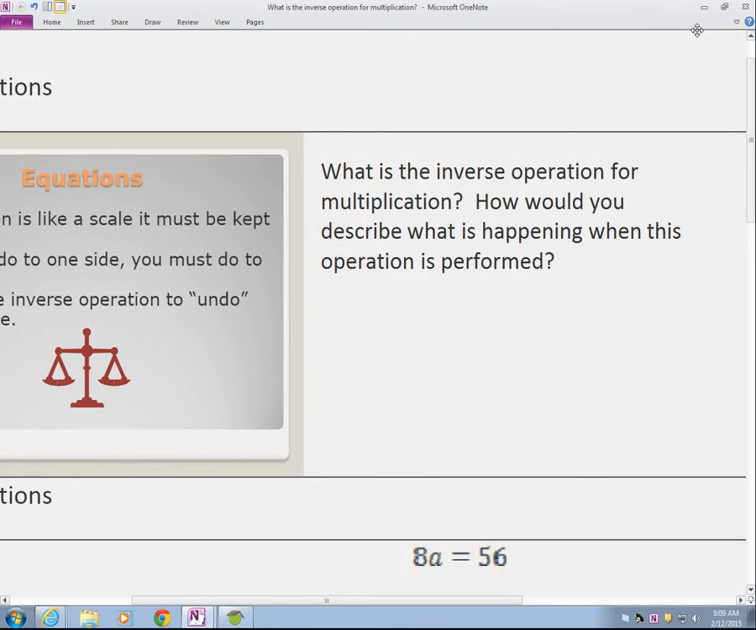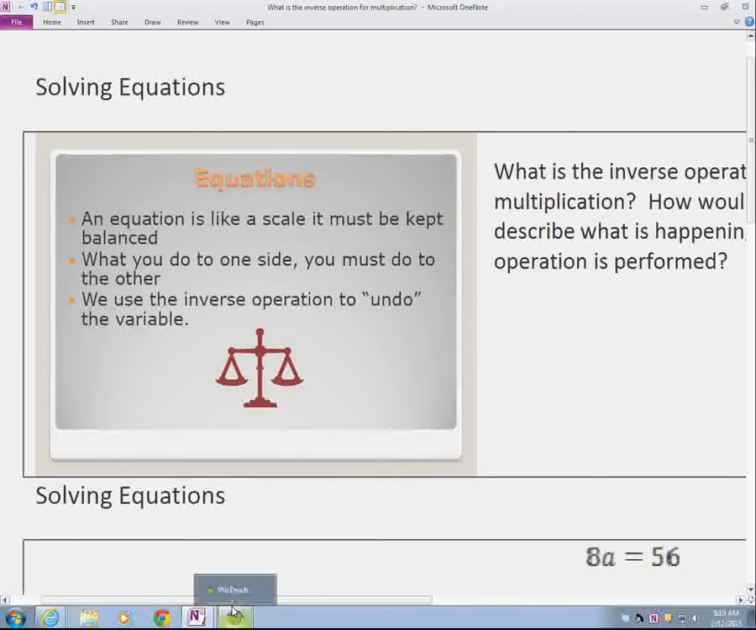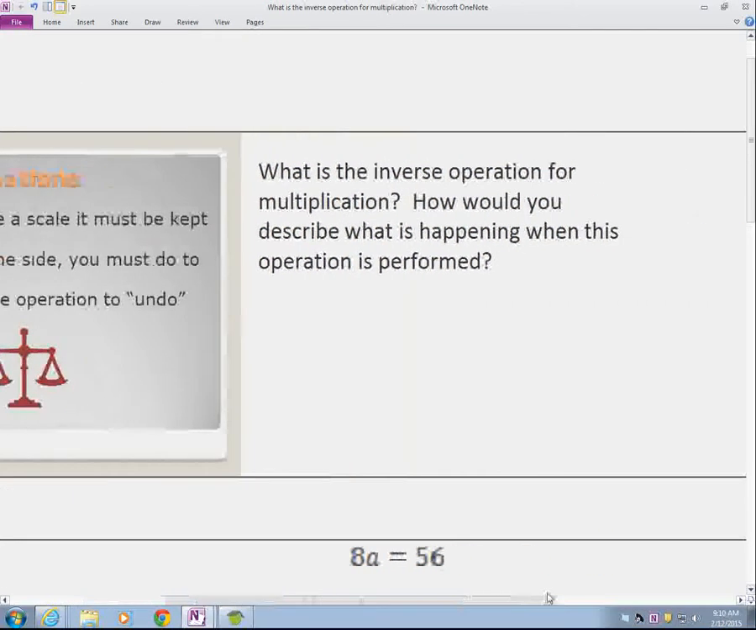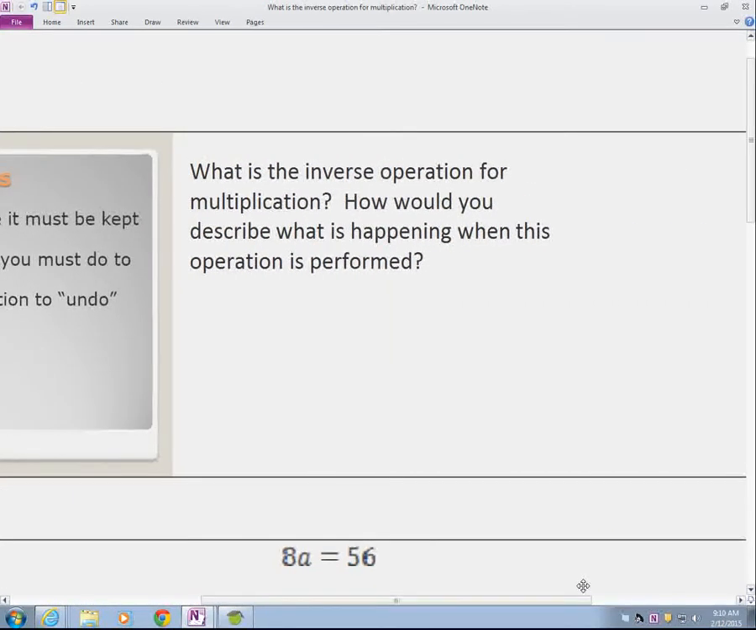Yesterday we did solving equations using addition and subtraction. Today we're going to do solving equations when there's a coefficient with the variable, or the variable is being multiplied by something. Then I posed a question here. What is the inverse operation of multiplication? This is from the notes from yesterday. So what is the inverse operation of multiplication, DJ?